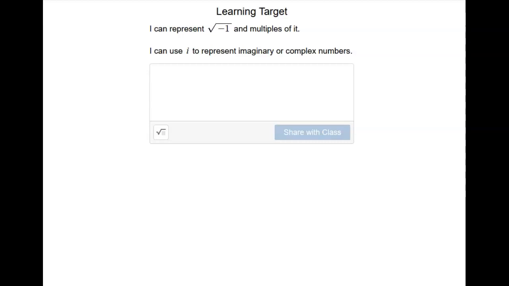So complex numbers, what we're going to start off with is talking about the square root of -1 and multiples of the square root of -1. In the past, we've always said that if there is the square root of a negative number, we can't do that because square roots are always the square root of positive numbers. So today we're going to change that. We're going to talk about what happens if we take the square root of a negative number and what happens if we have multiples of it.